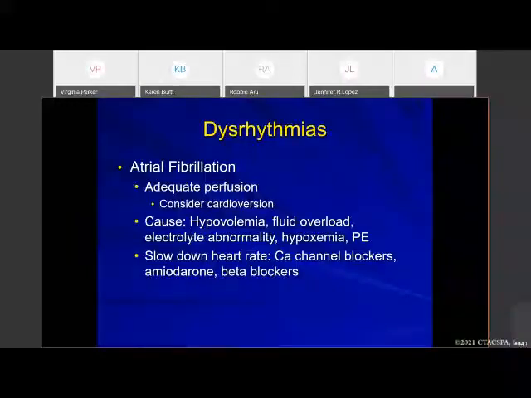So for atrial fibrillation, you have to check and make sure they have adequate perfusion. And if they do, then you can consider a cardioversion of someone who's symptomatic and hypotensive. If they're not hypotensive, you'll try and slow their heart rate down. We usually use beta blockers or calcium channel blockers. If someone is hypotensive, you might want to use amiodarone. That would be the choice then, because it would cause less hypotension than a calcium channel blocker or a beta blocker would do. If they're hypovolemic, you have to treat all those causes that you see there.